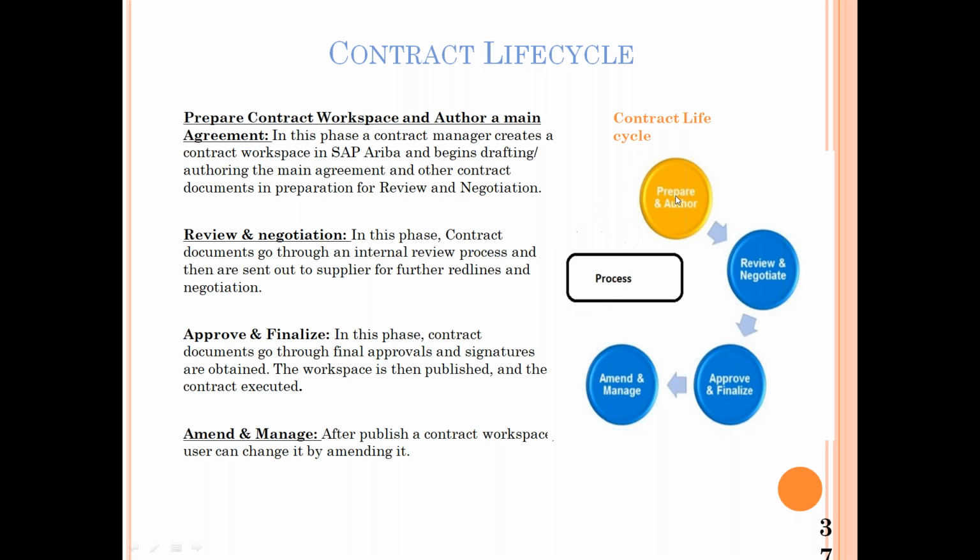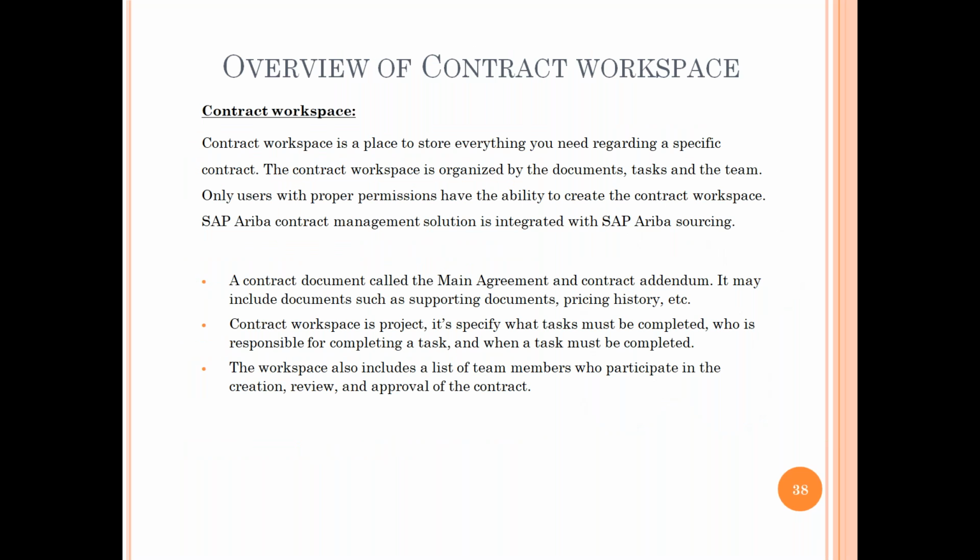So this is the contract life cycle. They will prepare and author some contract, so that is your contract authoring process. Then it will go for review and negotiation, and final approval will be done, and then they can amend and manage the contract. There will be the option of contract workspace where we can go and create the contract.